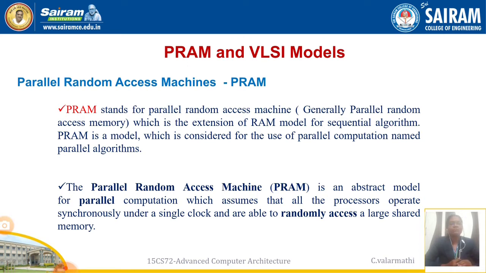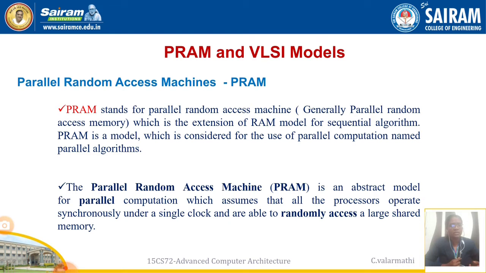Okay, so this machine assumes that all the processors operate synchronously under a single clock and are able to randomly access a large scale shared memory. What does this mean? We know that when you are going to achieve parallelism, it involves many processes, so all the processes operate synchronously. We need to achieve the synchronization whenever you are going to achieve the parallelism. So all the processes operate synchronously under a single clock.